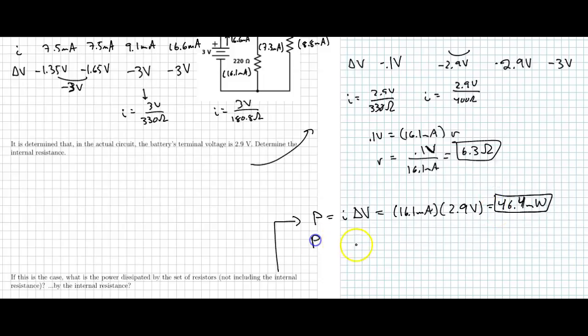And for the internal resistor, this one is little r. Again, I delta V, the current that flows through the internal resistor is 16.1 milliamps because it's in the battery, so it gets the total current. The voltage across it, though, is only 0.1 volts, so we get 1.6 milliwatts. So if we look at where our energy is going, most of it is going into the device, into all the resistors, rather than into the internal resistance of the battery, which, of course, is what we want.